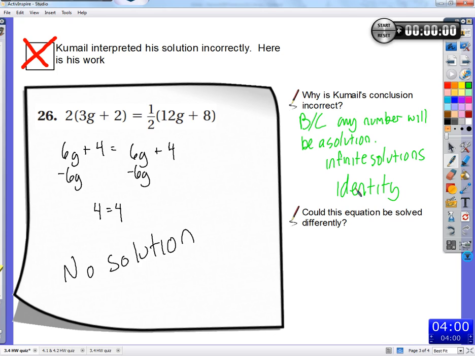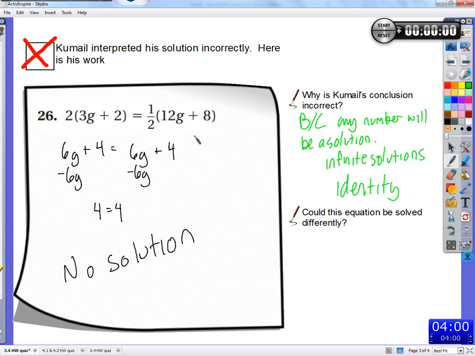Okay? And just as another exercise, could this equation be solved differently? You don't have to solve it the same way that Kumail did it. Anybody do it differently? Cameron, can you solve this differently? I mean, not come out with a different answer. I'm not going to convince you to come out with the same answer, you know, infinite solutions or identity. But the way Kumail did it, multiply 2, distributed the 2, and distributed the 1/2, and proceeded from there. Can we approach it differently from the beginning or the middle, Jada?